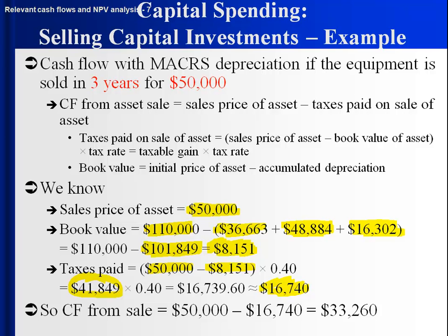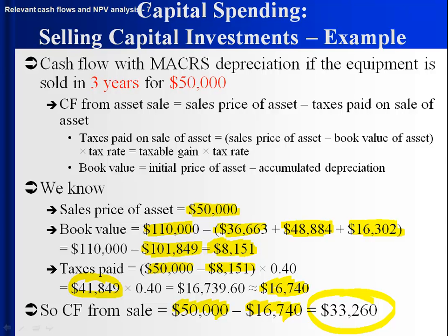So the cash flow from the sale is we sell it for 50. 50 goes in the bank. We did some accounting, realized there was a $41,849 gain, so $16,740 went to the government, and we're left with $33,260.